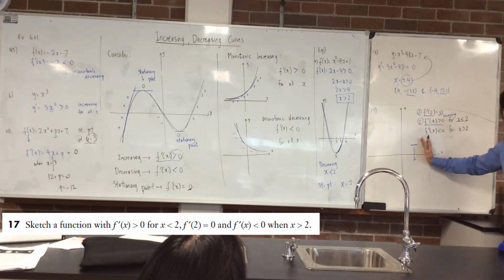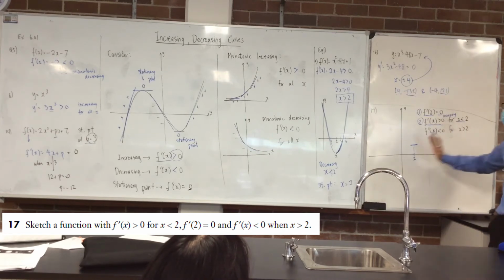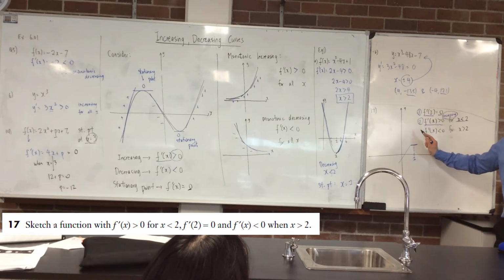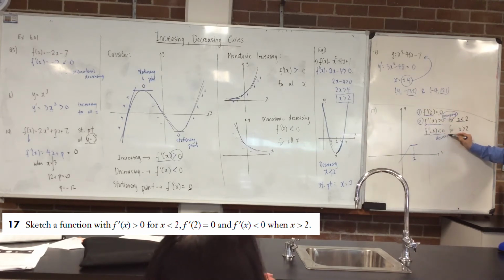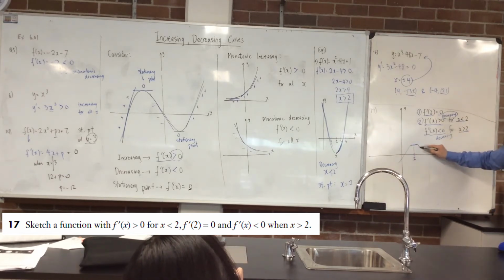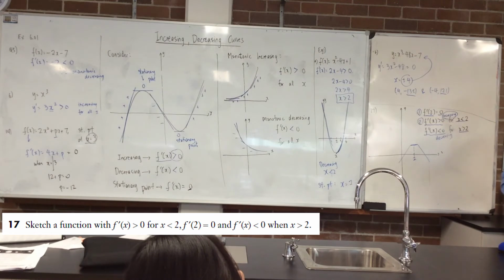So this side of the graph, oh sorry, whoops, my bad. For this side, less than 2, we need to draw an increasing line. Increasing line is this because it's increasing. This one, it's decreasing. So for values bigger than 2, it's like that. So curve it out.